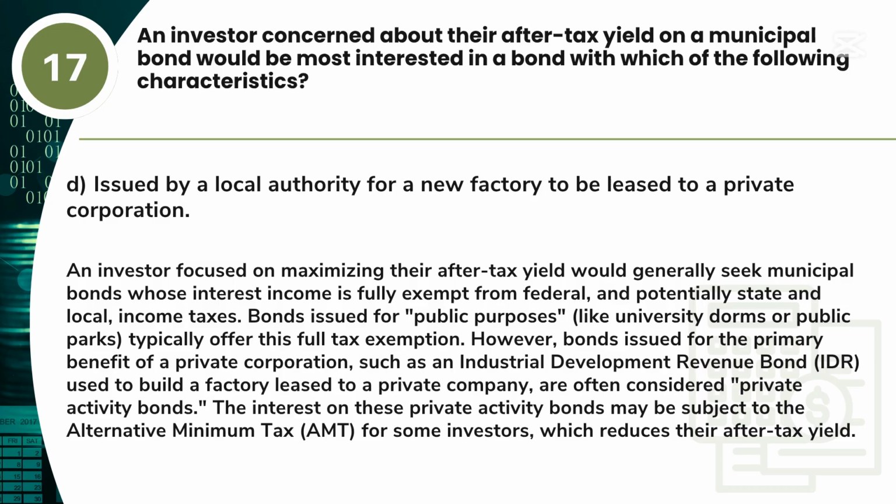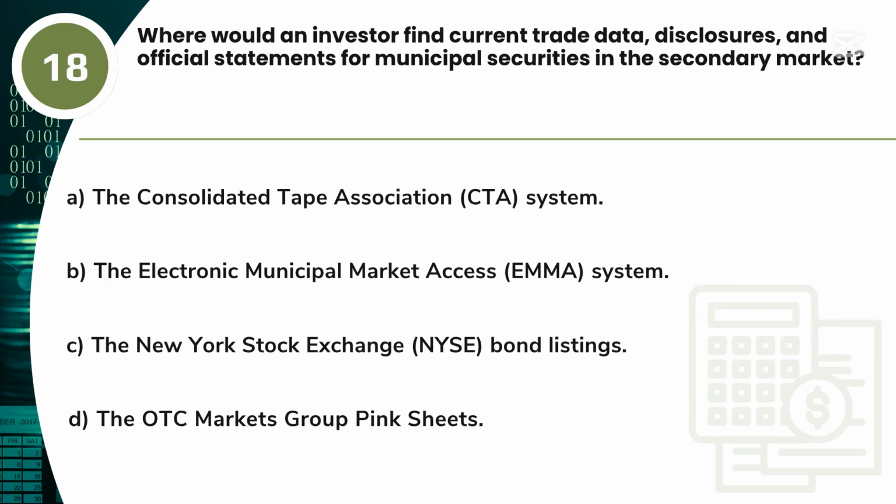However, bonds issued for the primary benefit of a private corporation, such as an Industrial Development Revenue Bond, IDR, used to build a factory leased to a private company, are often considered private activity bonds. The interest on these private activity bonds may be subject to the alternative minimum tax, AMT, for some investors, which reduces their after-tax yield.